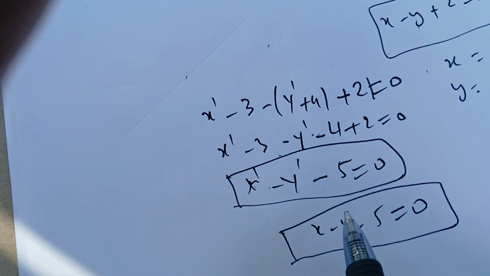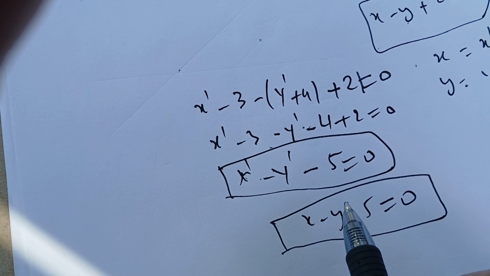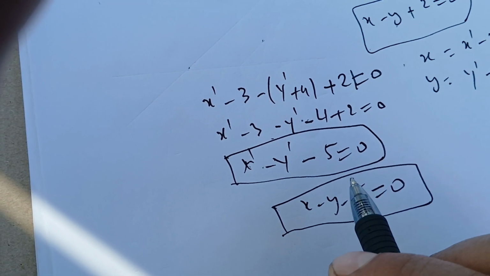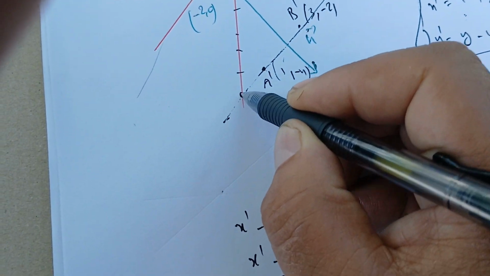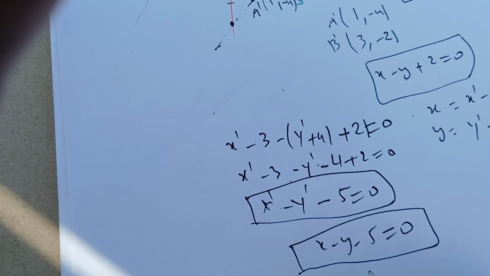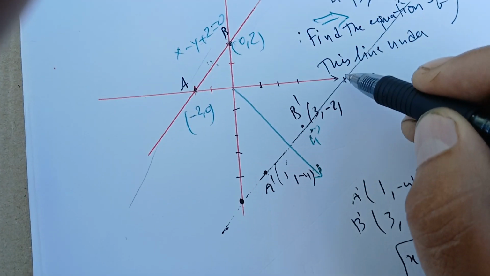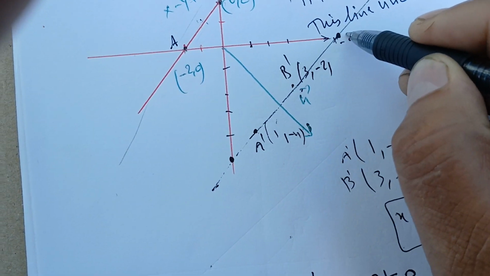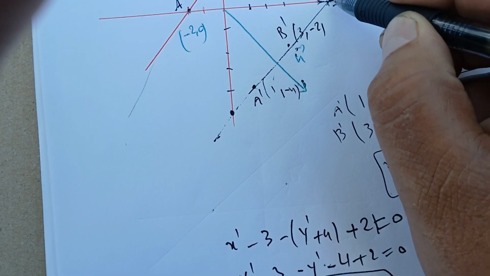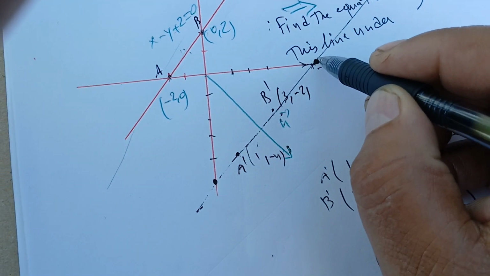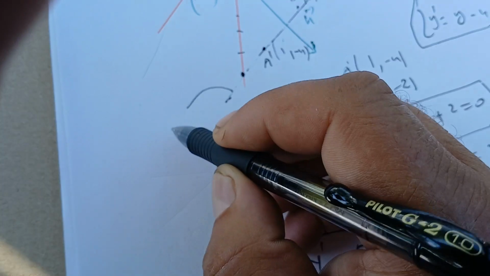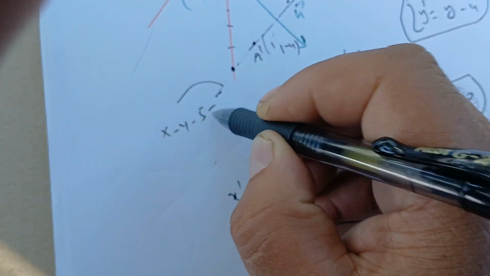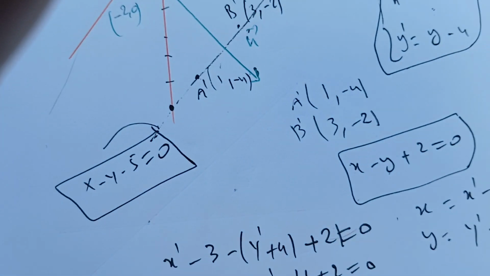Okay, so if I check here, when x is 0, y is minus 5. So this is the point. When y is 0, x is 5, you can see it here. This is not drawn to scale, but you can see we almost get them, right? Exactly. So the equation for this line is x minus y minus 5 equals 0.